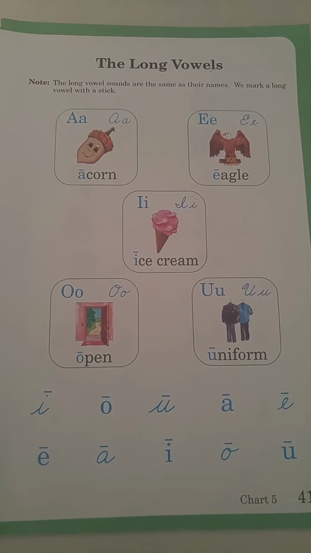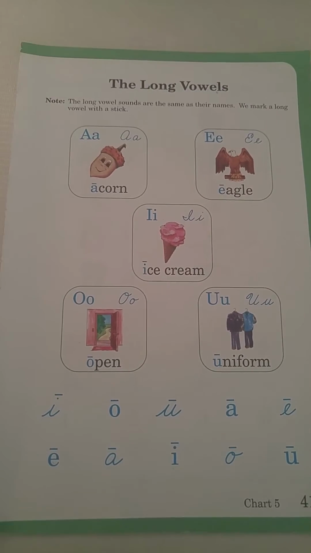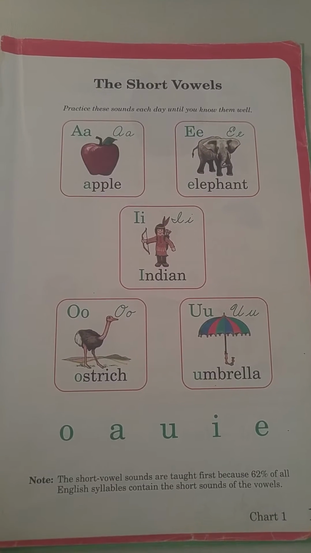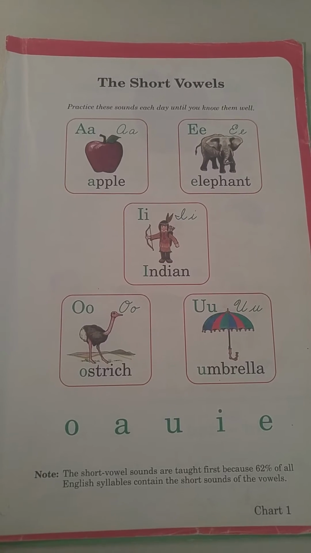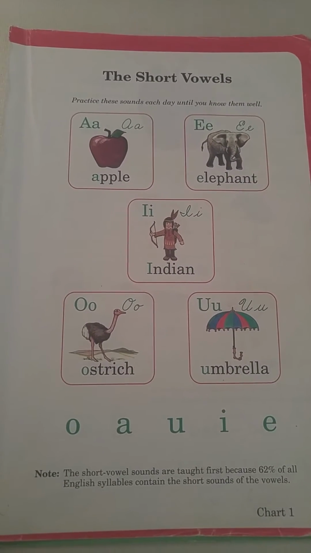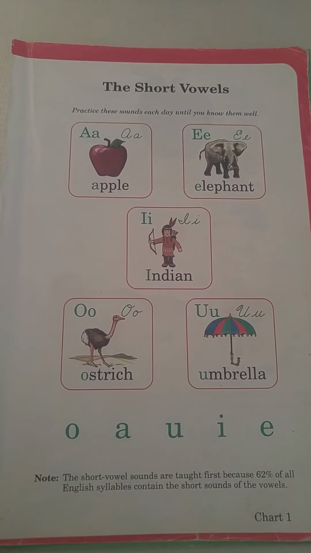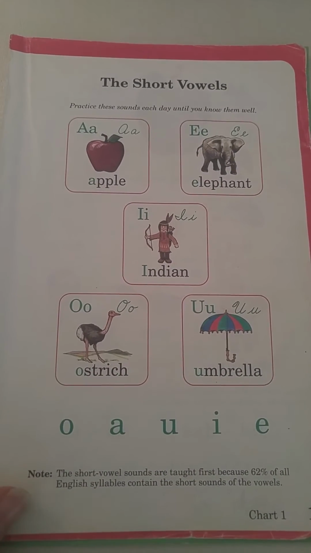Today we're going to learn about the long vowels. I did a video on the short vowels. These are our short vowels, and the vowels are A, E, I, O, and U. And they make a sound. The reason they make this sound is because if there's only one vowel in a word, it'll say its short sound. But sometimes we have more than one vowel in a word.